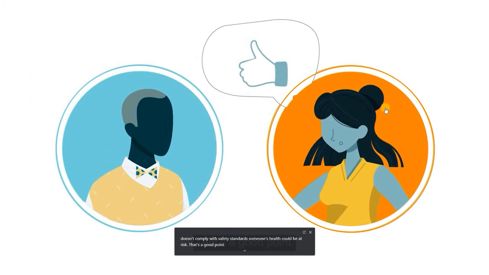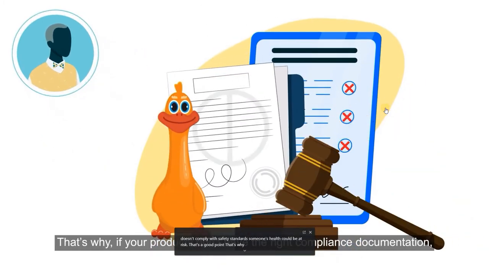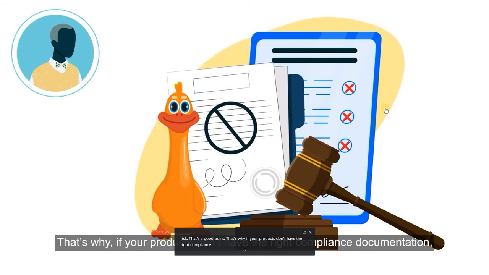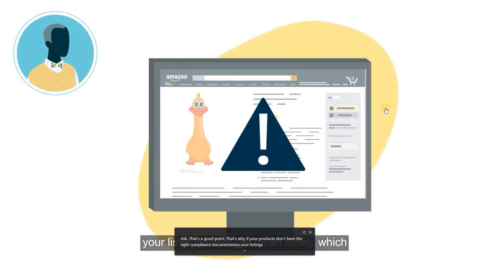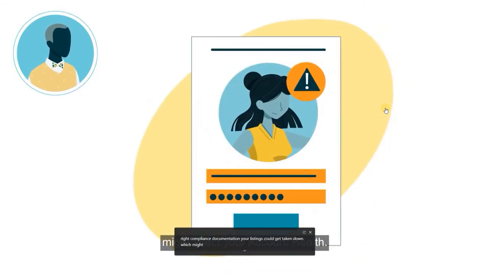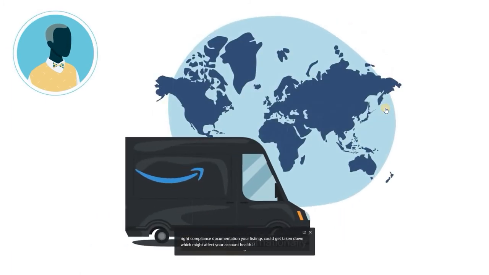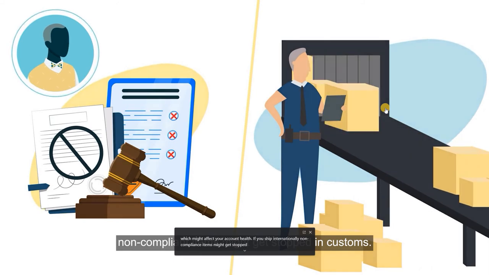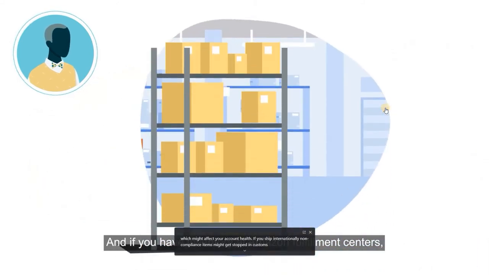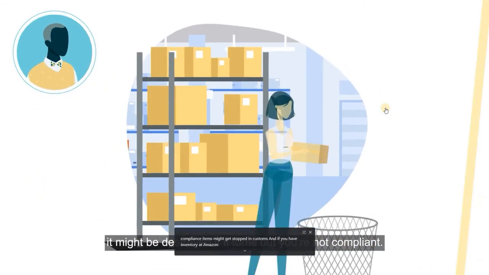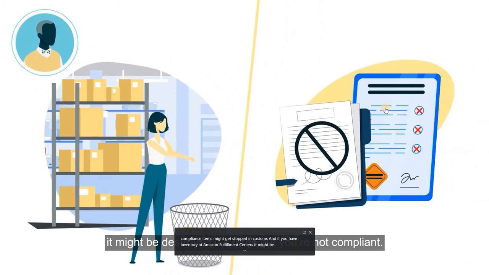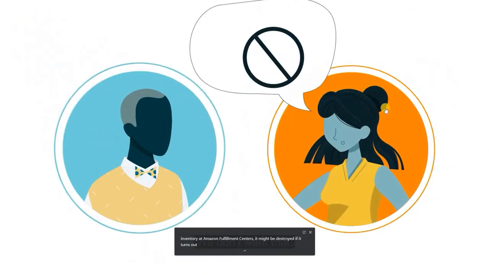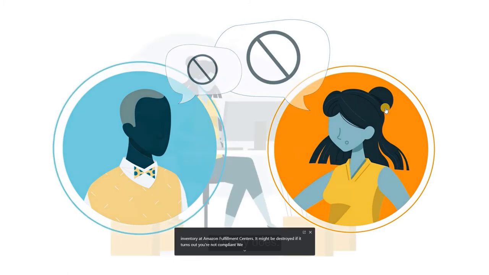That's a good point. That's why, if your products don't have the right compliance documentation, your listings could get taken down, which might affect your account health. If you ship internationally, non-compliance items might get stopped in customs. And if you have inventory at Amazon fulfillment centers, it might be destroyed if it turns out you're not compliant. We don't want that. Nobody does.